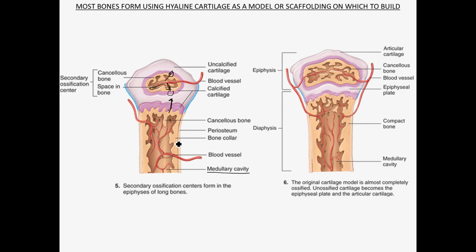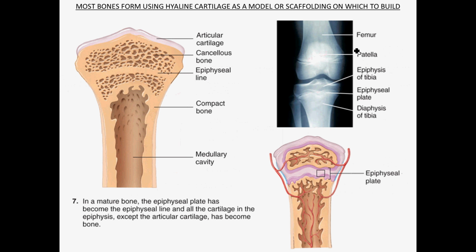Right? So here in step 6 we see just a continuation of this and more advanced, and then finally in the adult bone, in the mature bone, you have all of that hyaline cartilage converted to bone. Here there's compact bone, this cancellous bone. The epiphyseal line here is compact bone, used to be the epiphyseal plate. Right?